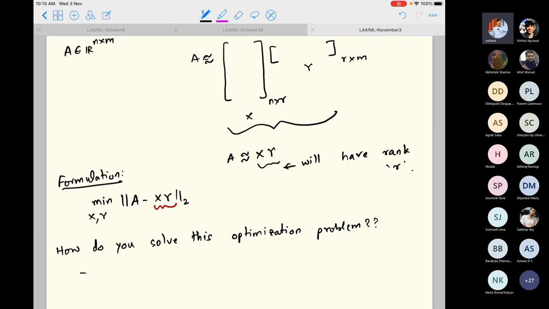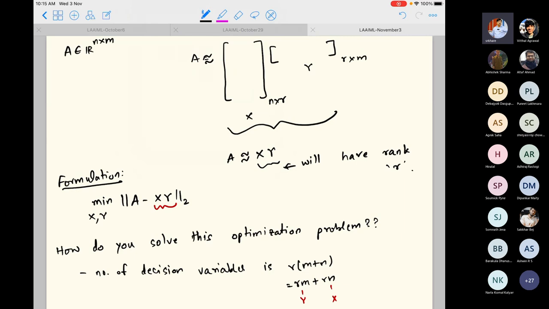So it is not an optimization problem with NM number of variables. An NM-variable optimization problem might be even more difficult to tackle. Here you have fewer optimization variables, or decision variables as they call them. The number of decision variables is R times (M plus N), which is nothing but RM plus RN. RM corresponds to matrix Y and RN corresponds to matrix X. Okay, so that part is done.